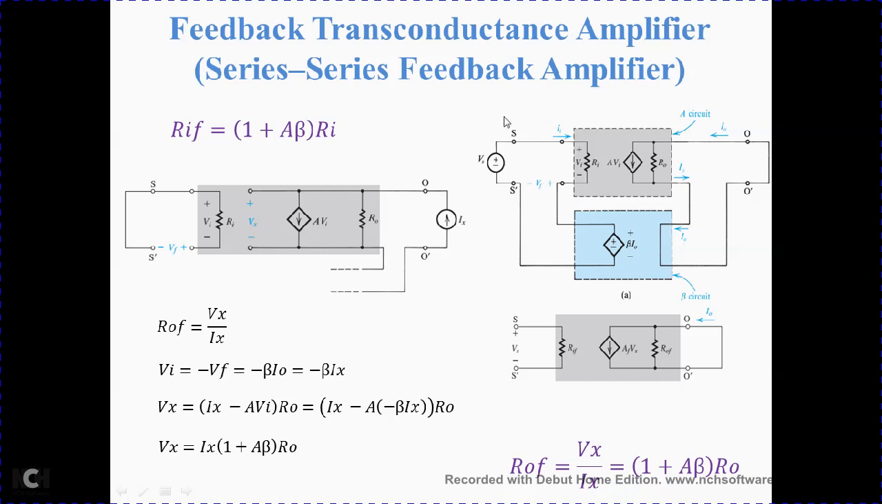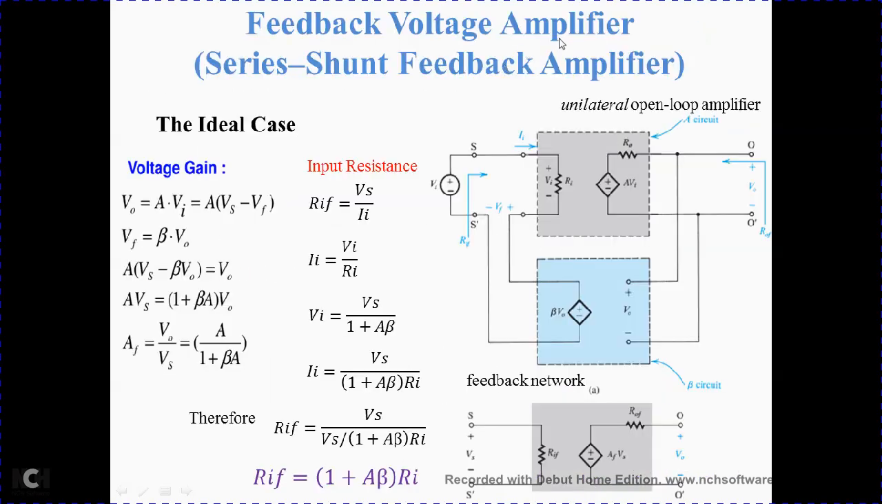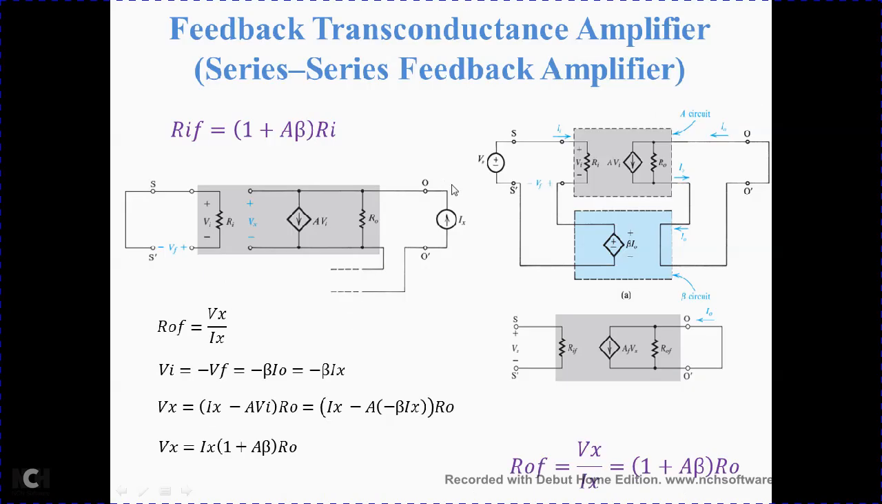The reason is the input circuit of this, as well as of the voltage amplifier topology, remains the same. It is a series connection and it is a voltage source. I have not derived it, but if you have any interest, you can do it one more time. It remains the same for both the voltage amplifier and the transconductance amplifier.